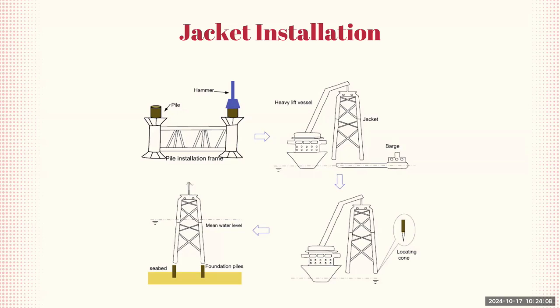In the bottom left image, you can see that the jacket is fully installed with the piles embedded into the seabed, and the top of the jacket is above the water level. So this structure is now ready to support the wind turbine tower and withstand the forces that it will face.